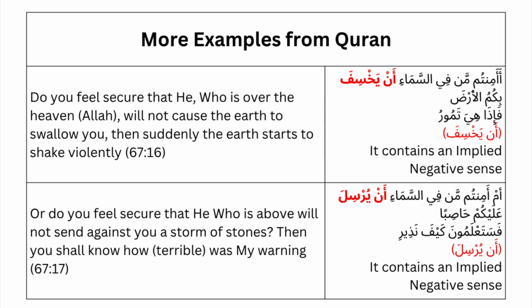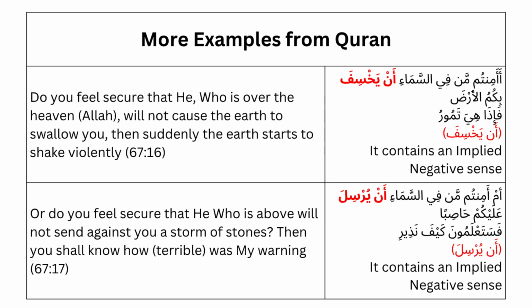And once again, the note says it contains an implied negative sense. So this example also teaches us that the Masdar Mu'awwal may appear in contexts where the sentence meaning carries an implied warning or negative force.